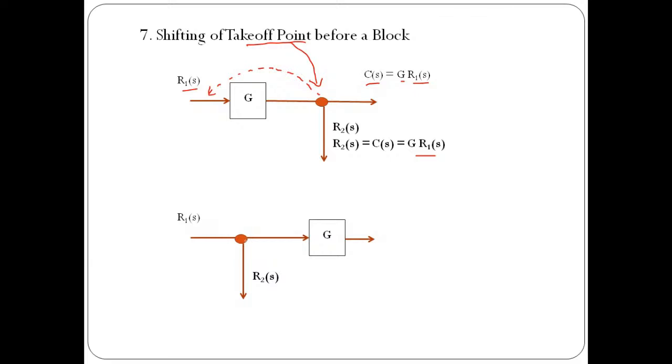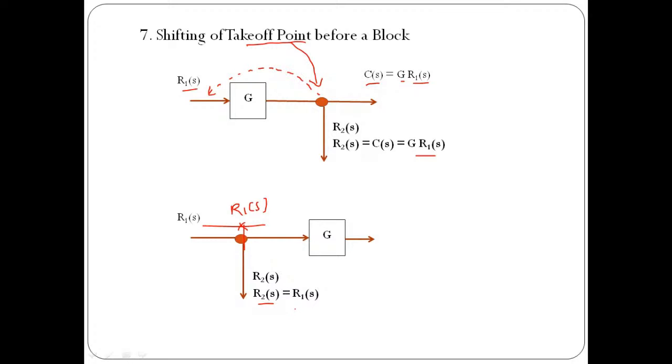So in this case, the feedback signal which we have taken from the takeoff point is R2 of S, and the value of this R2 of S is going to be R1 of S. Why? Because now the takeoff point is available over here. So whatever signal is available in this path, the same signal we have taken for feedback purpose. The signal available in this path is nothing but R1 of S. So R1 of S we have taken as an input for feedback purpose. So R2 of S is going to be equal to R1 of S.